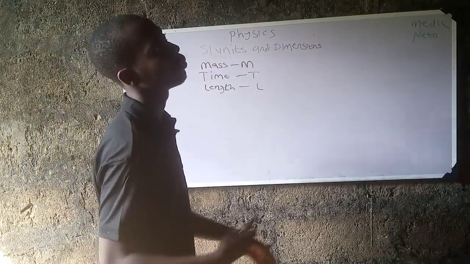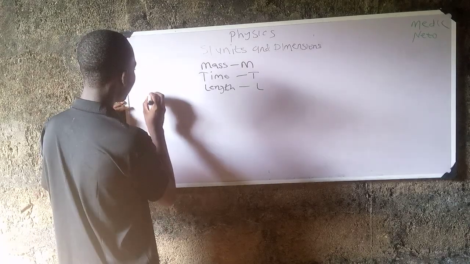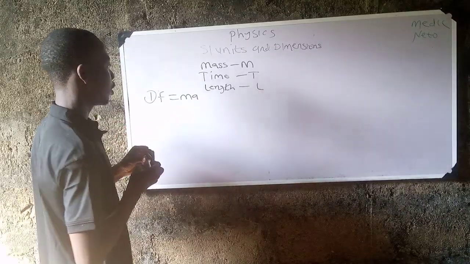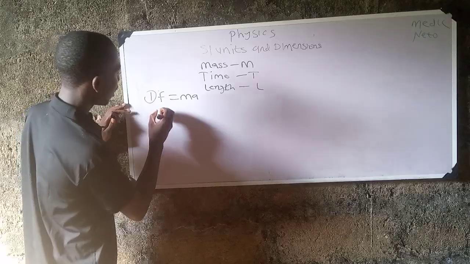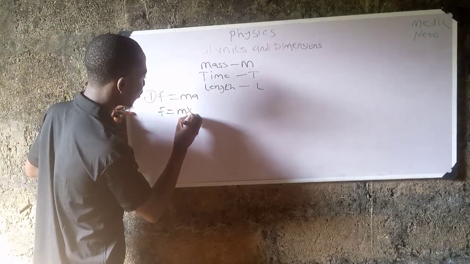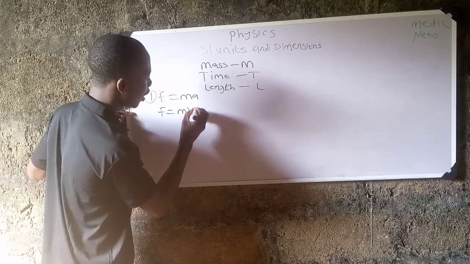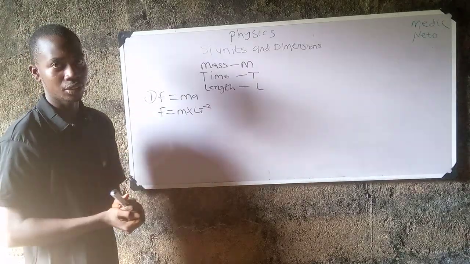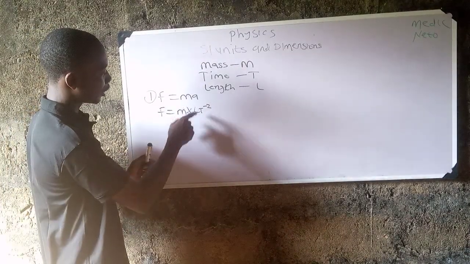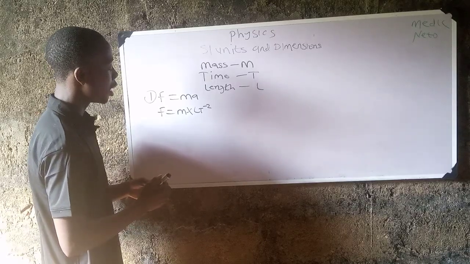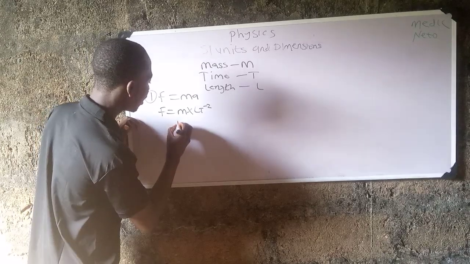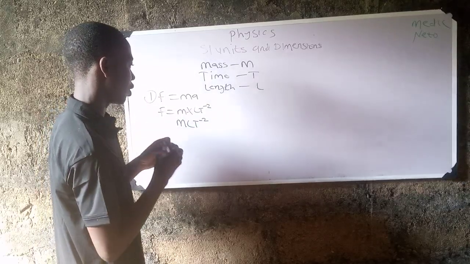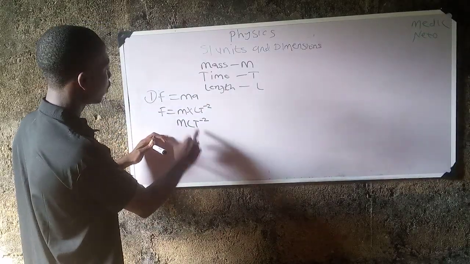Now let's dimensionalize force. Force equals mass times acceleration. F will be equal to M multiplied by acceleration. Acceleration is LT to the power minus 2. I'll still tell you how we got acceleration. So M multiplied by acceleration, which is LT^-2, will give you MLT^-2. So this is the dimension of force.